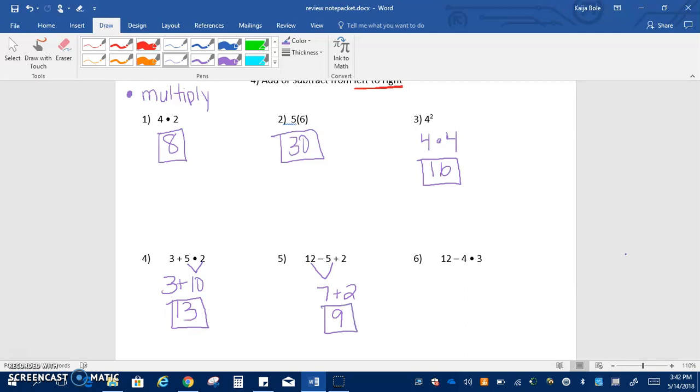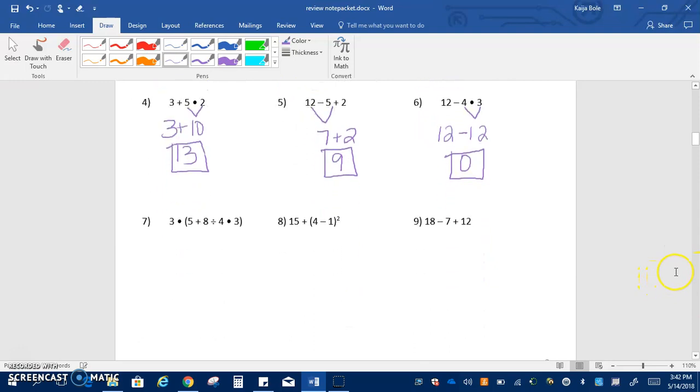Number 6, I have multiplying and subtracting, so I need to do my multiplication first. 4 times 3 is 12, so I'm going to have 12 minus 12, and 12 minus 12 we know is 0.